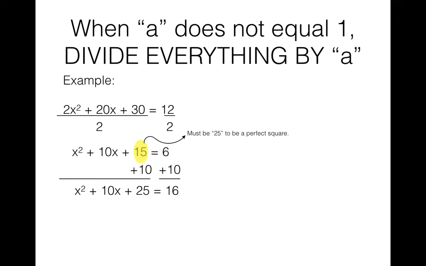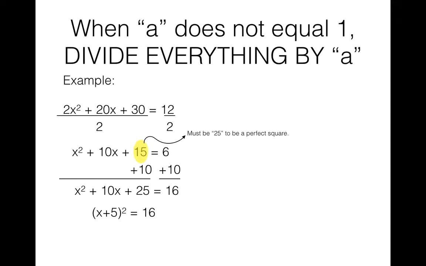Now we have x squared plus 10x plus 25, which is a perfect square. So we can write it as a perfect square. It's x plus 5 squared. So x plus 5 squared is equal to 16, because x squared plus 10x plus 25 is the same thing as x plus 5 squared. That was the whole purpose of completing that square, was to make it a perfect square so we could write it as a binomial squared.